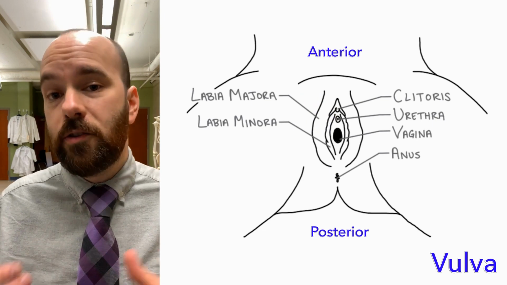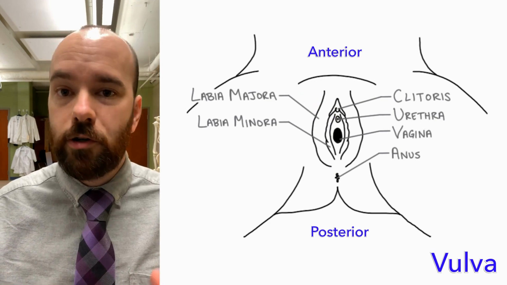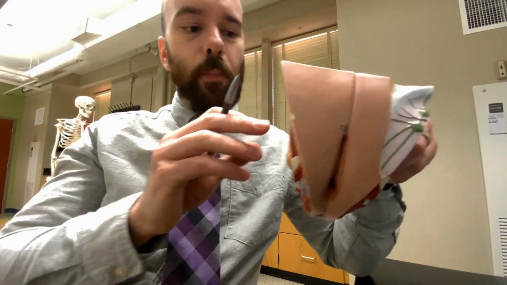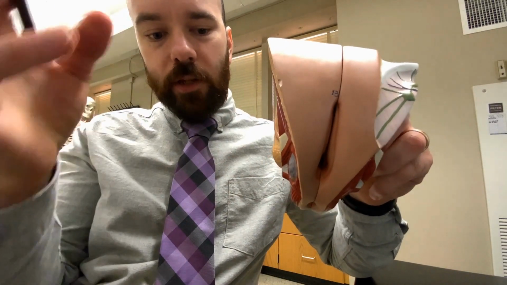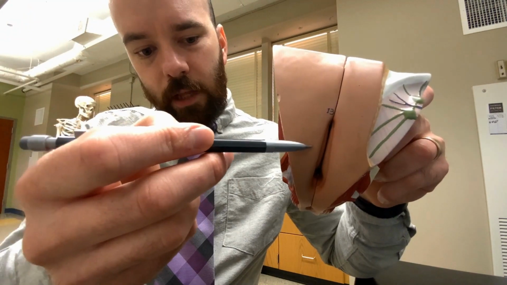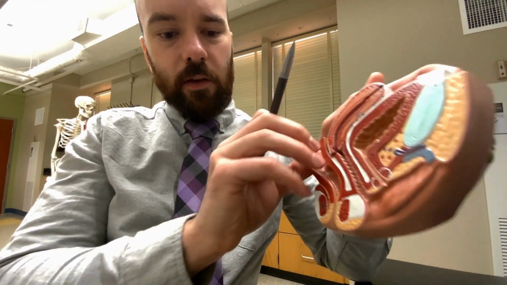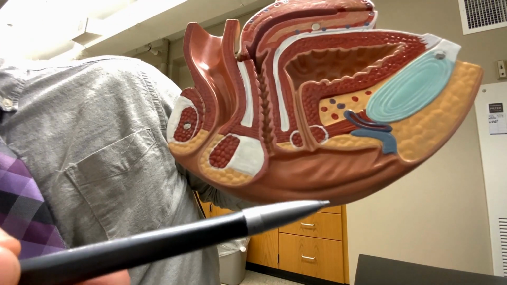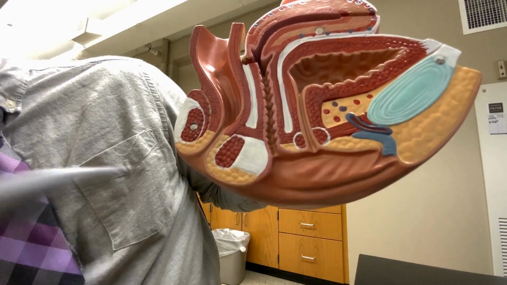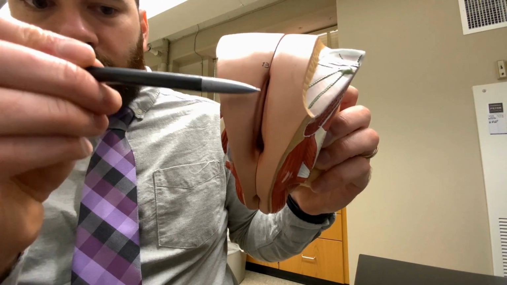All right, now let's jump back to the torso model and take a look at the three-dimensional structure of all of these. So I've got the female reproductive system model here. Let's start with the external structures. Here we're going to have the labia majora, and then just inside that we're going to have the labia minora. You can see it a little bit better if I open this up here. So labia majora, and then the labia minora just inside that. And this whole area is called the vulva.